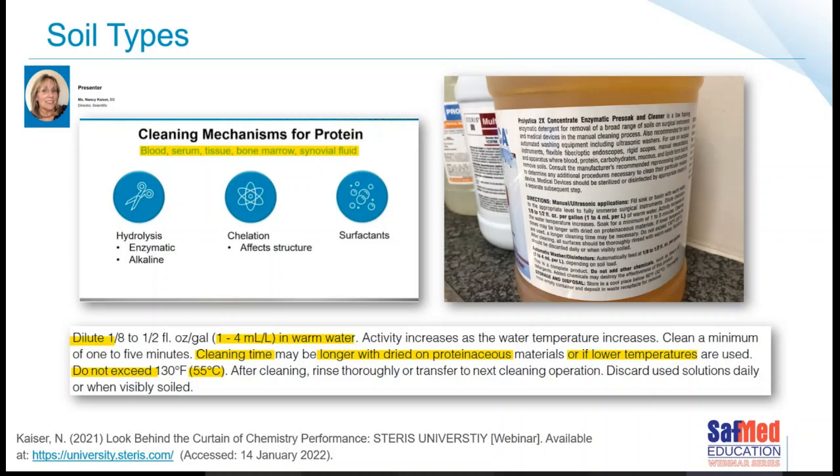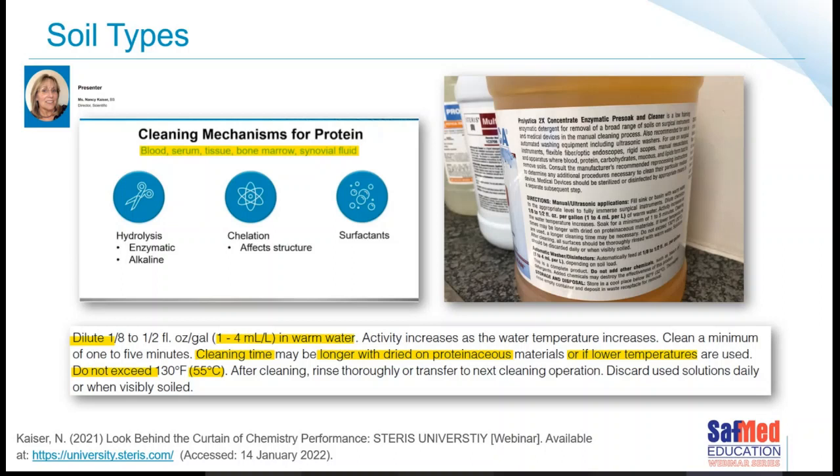So often we make up our sink of water and we use that sink for a period of time. Remember, it's going to cool off, and the cooler it gets, the less effective the enzymes are going to be at breaking down the proteins. It does go on to explain, do not exceed 55 degrees. I don't think you'll be able to get your hand in a basin of water that is 55 degrees.